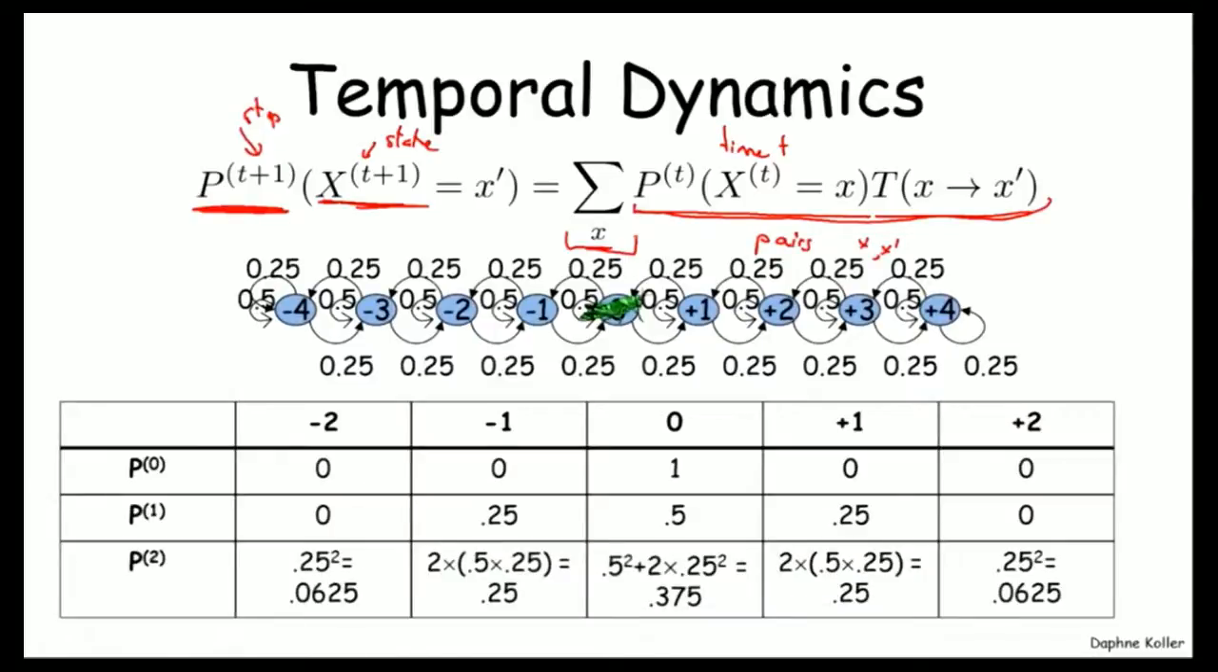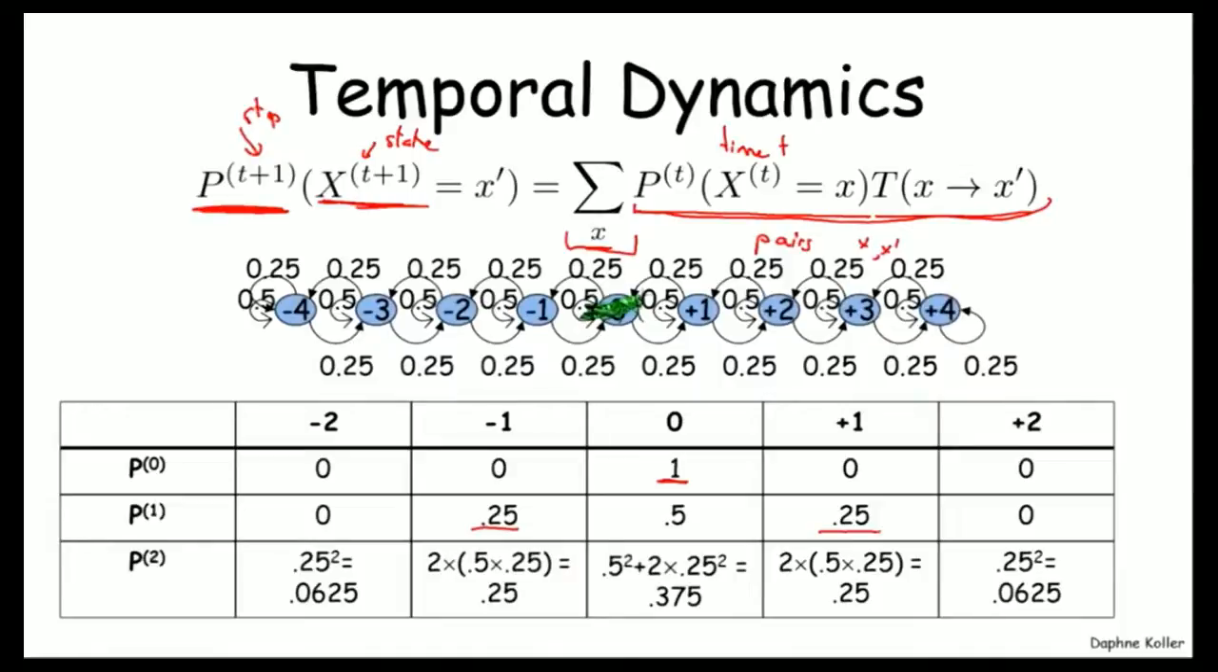And here are the first 3 steps of this. So at time 0, the grasshopper is at state 0 with probability 1. At time 1, it's going to be at -1 with probability 1/4, and at +1 with probability 1/4, and with probability 1/2, it's stuck at the same state. And now we can simulate the next step.